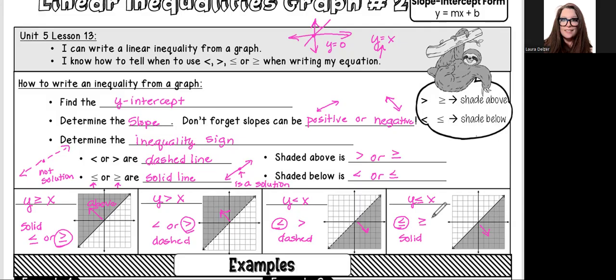And so in our examples, we're going to build on that. We're going to write our equations just like how we wrote regular linear equations. But then we're going to add the extra layer of deciding what kind of inequality we put in it. So I am going to erase this.